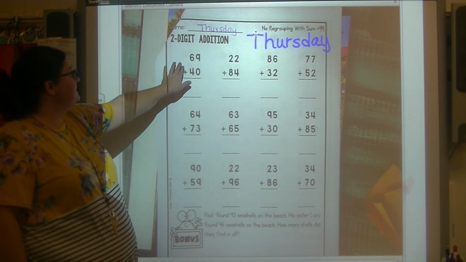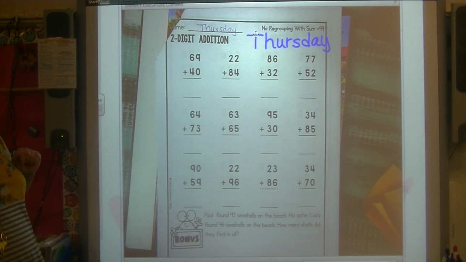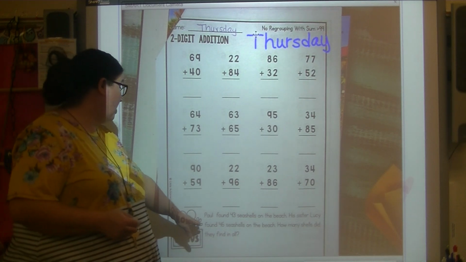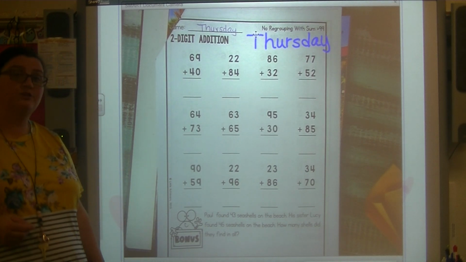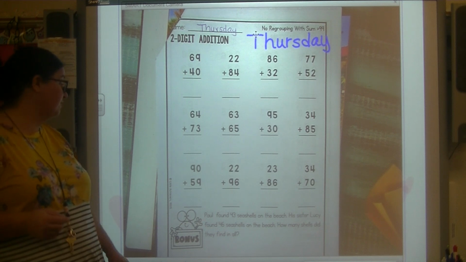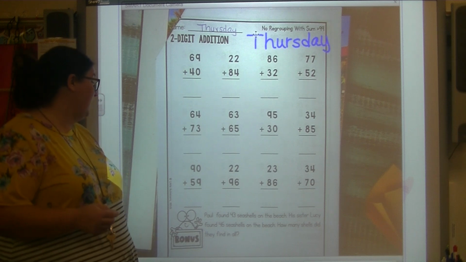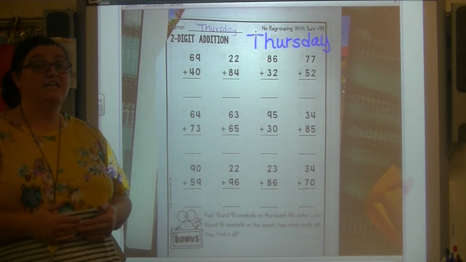All right, the first one is 69 plus 40. And your word problem at the bottom says, Paul found 43 seashells on the beach. His sister Lucy found 46 seashells on the beach. How many seashells did they find in all?